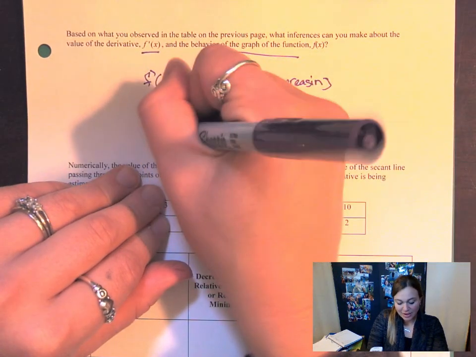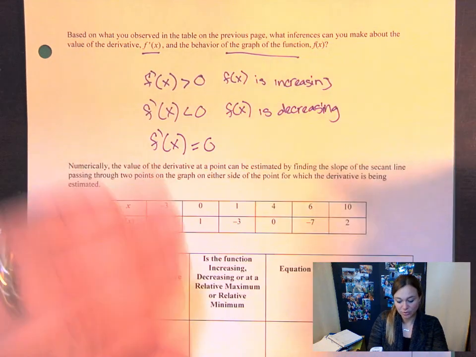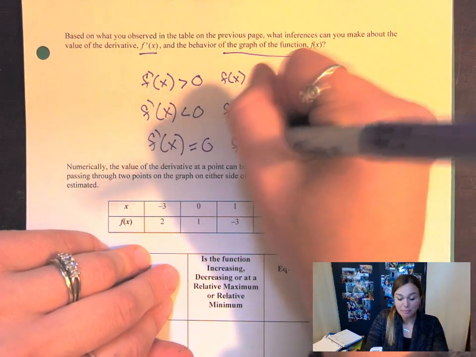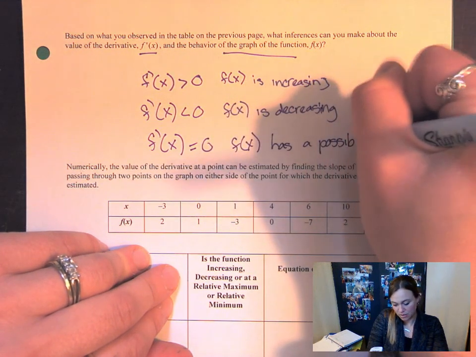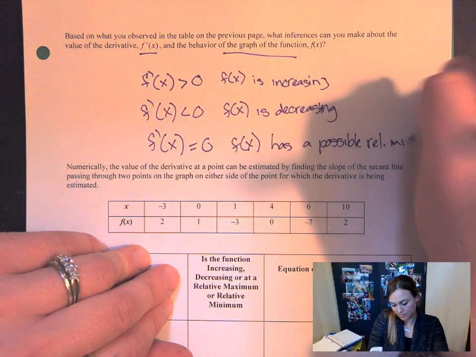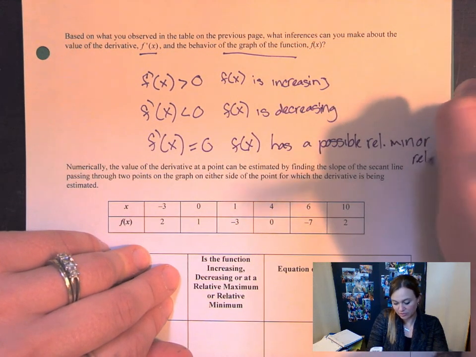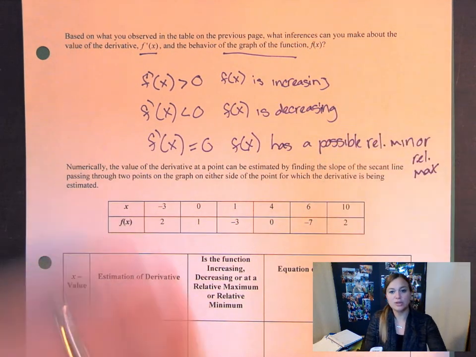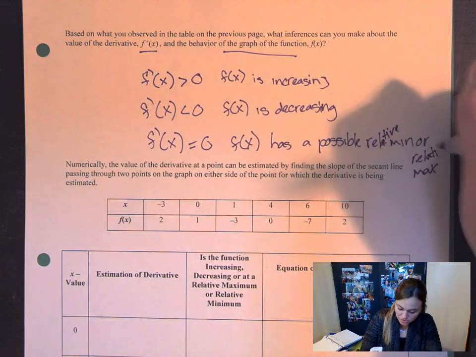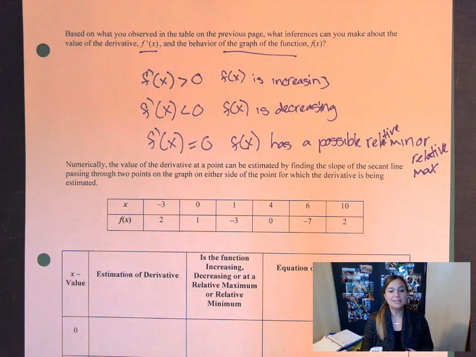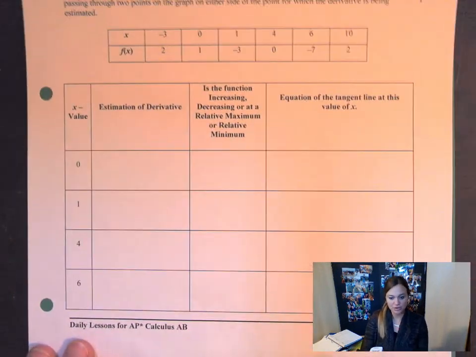And when f prime of x, the slope of the tangent, was exactly 0, I'm going to say f of x has a possible relative min or relative max. Either one of those is fine. I can write out relative. I guess this is the first time I've been writing this, so I should write it out. So it can have a possible relative minimum or relative maximum, and min or max is fine. You don't have to write minimum or maximum. You can just write min or max, and I'll know what you're talking about.